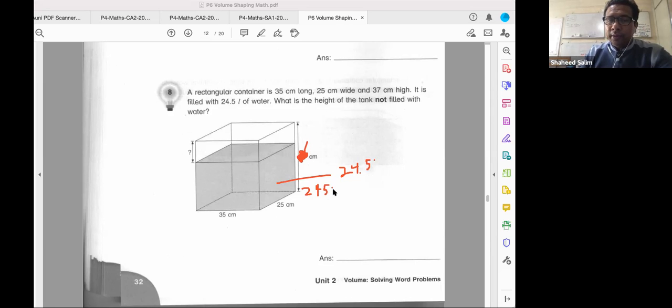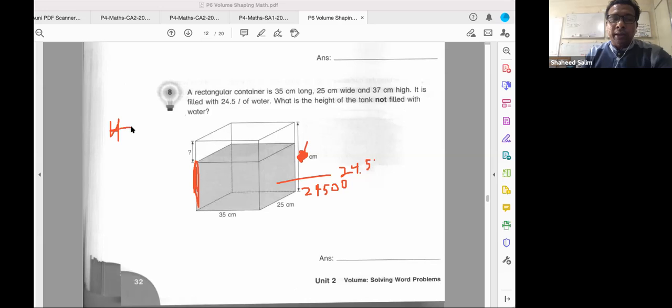24,500. So what is it you want to do? You want to find the height down here. Why do you want to find the height down here? Because later you can take this whole height minus this height, and get that. So now, what is the height of the water? Very simple. How to find the height?